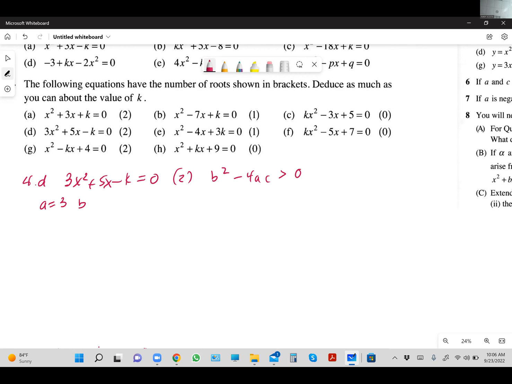A equals 3, b equals 5, c equals negative k. You guys know where I'm getting the a, the b, and the c, right? Now, that's 5 squared minus 4 times 3 times negative k is greater than 0. That's 25 plus 12k. When you're done doing negative 4 times 3 times negative k, that's what you get. This is essentially plug it in.